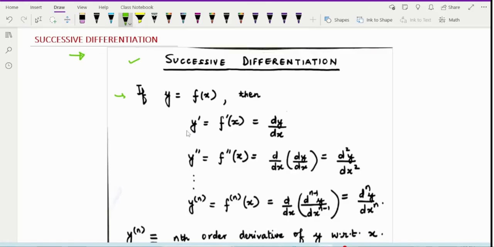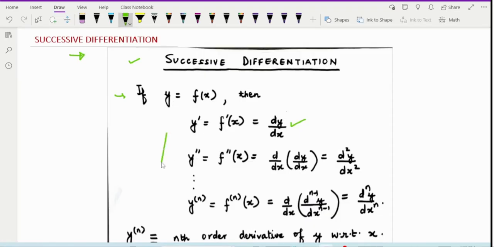We know that the derivative of y with respect to x is denoted by y dash, or we can represent it as f dash x, which means dy by dx. Now if y is a function of x, we know that dy by dx is also a function of x. So we can differentiate this function once again with respect to x, and that is going to yield the second order derivative of y. The first order derivative of y dash is nothing but the second order derivative of y.